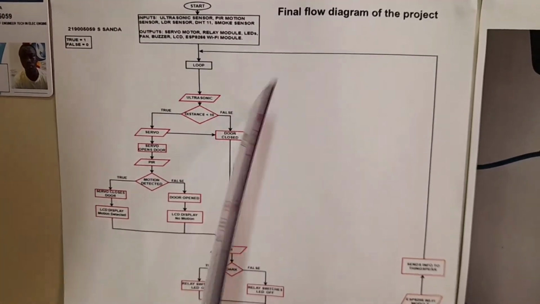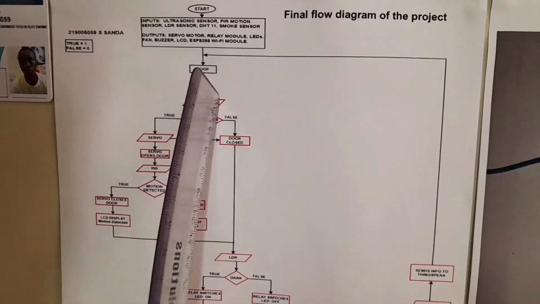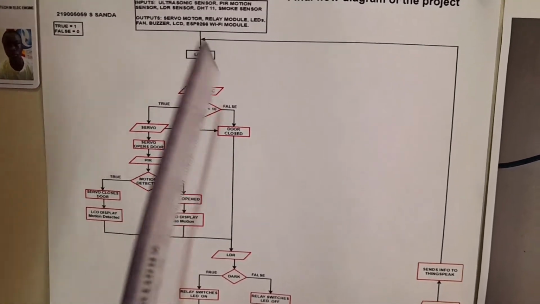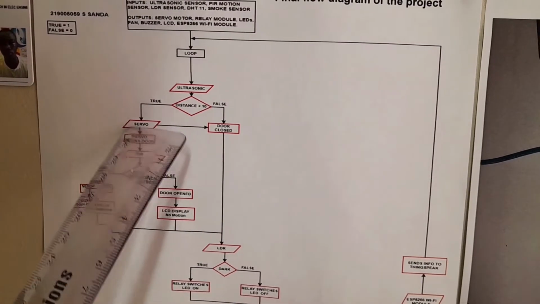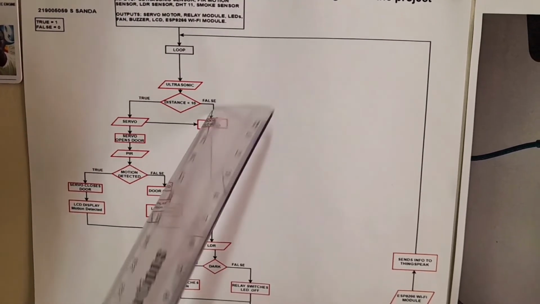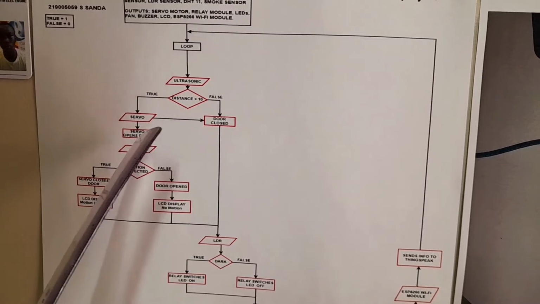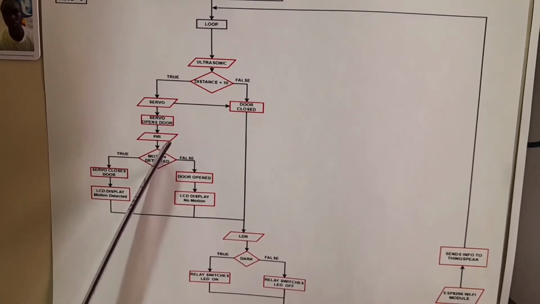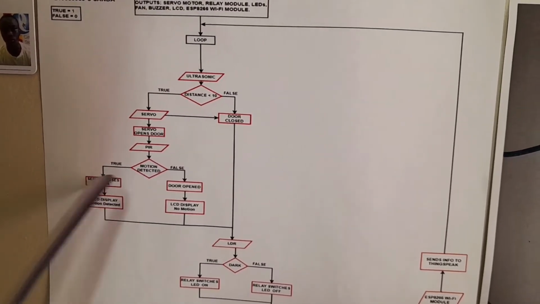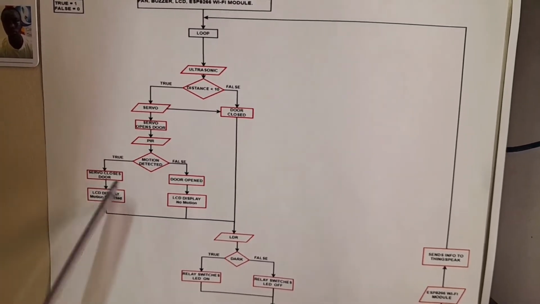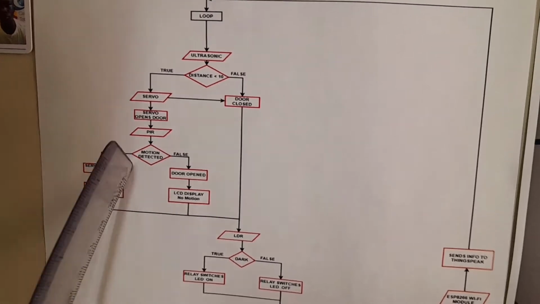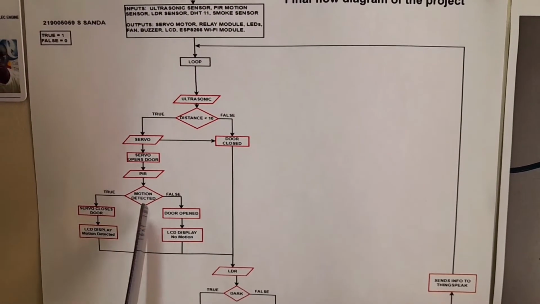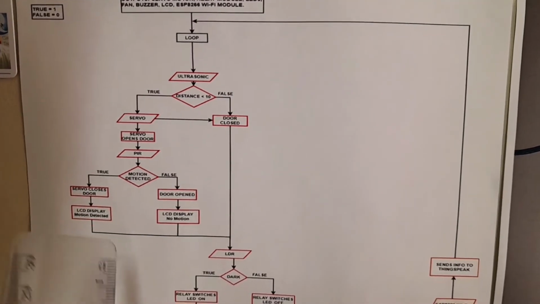After the loop, my first part of the flowchart is the ultrasonic sensor. If the distance of the miners approaching the elevator is less than 10 meters, the servo motor opens the door, or else the door will be closed. And then if the PIR detects motion inside the elevator, the servo motor closes the door and the LCD will display motion detected, or else the door will be opened and then the LCD will display no motion.